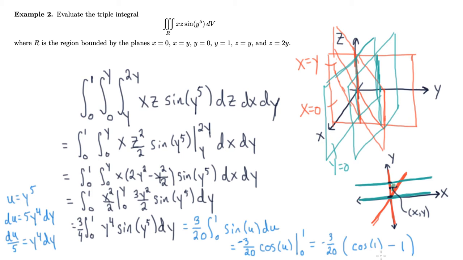And notice that this actually is a positive number because cosine of 1 is going to be smaller than 1. So this will be a negative number times negative 3 over 20. So as we expect, we're getting a positive value when we do our integral.